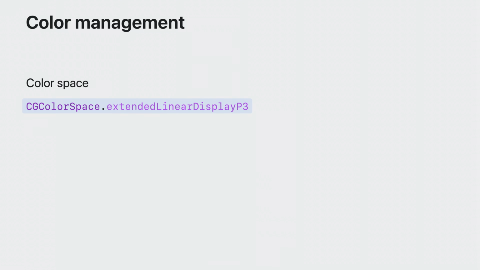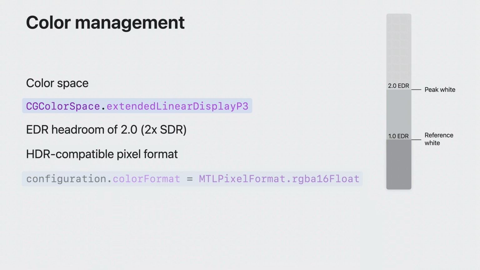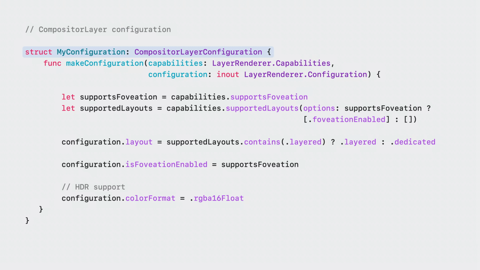Compositor expects the content to be rendered with extended linear display P3 color space. XROS supports an EDR headroom of 2.0, that is 2 times the SDR range. By default, Compositor does not use a pixel format that is HDR renderable, but if your application supports HDR, you can specify RGBA16 float in the layer configuration. If you want to know more about how to render HDR with EDR, check out the session Explore HDR Rendering with EDR.